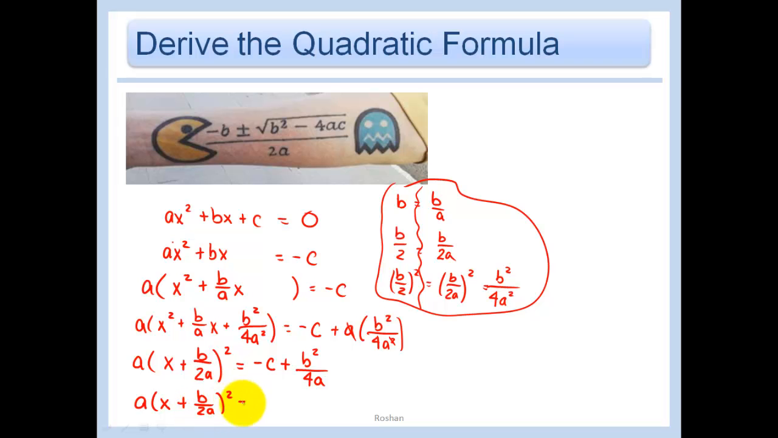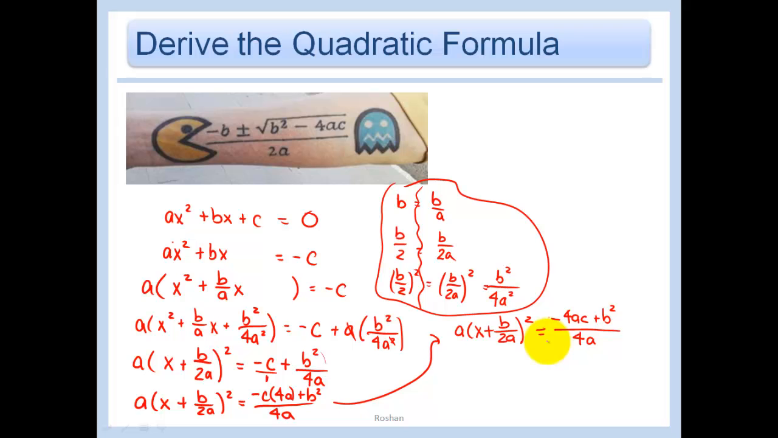So rewrite that. And my common denominator here would be the 4a. So how did I get from, this is a 1, right? How did I get from the 1 to the 4a? I have to multiply by 4a. So I'm going to do negative c times 4a plus, well, this was already a 4a, so I don't have to do anything to the top. Okay, let me rewrite it over here. I have a times x plus b over 2a squared equals negative, I'm just going to say negative 4ac plus b squared all over 4a.